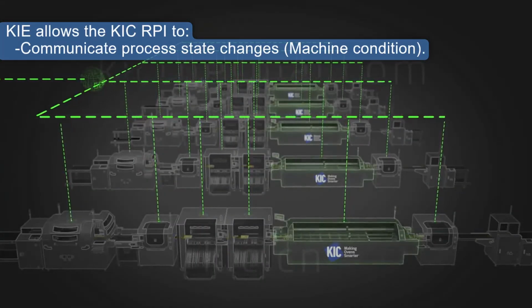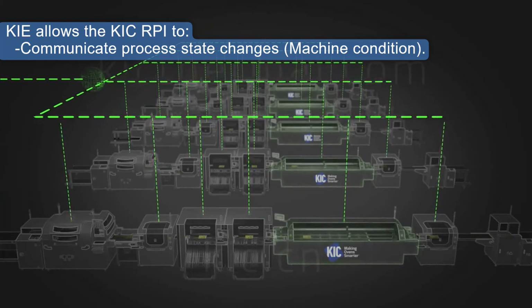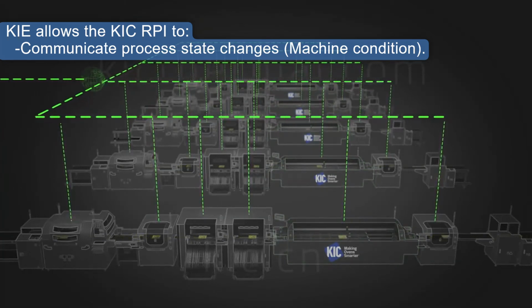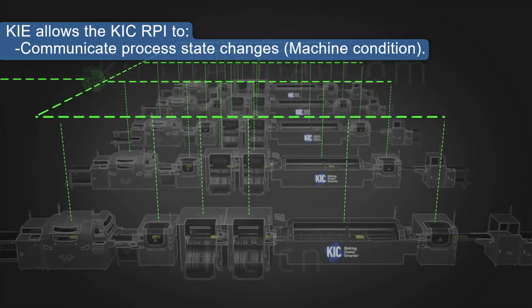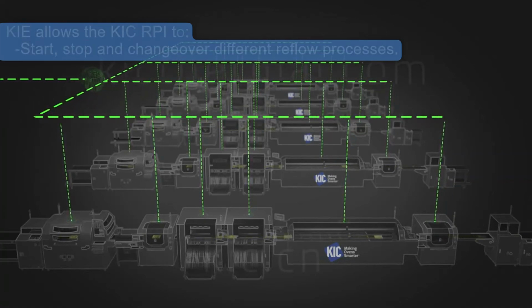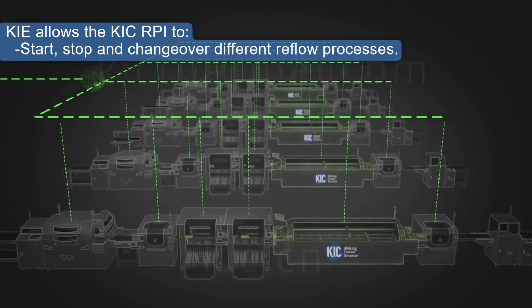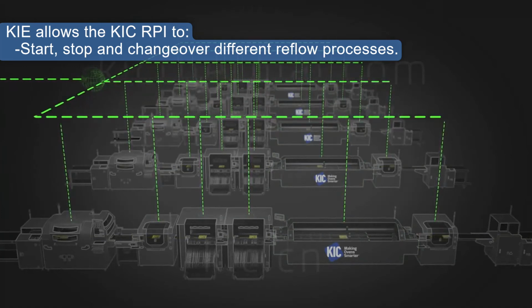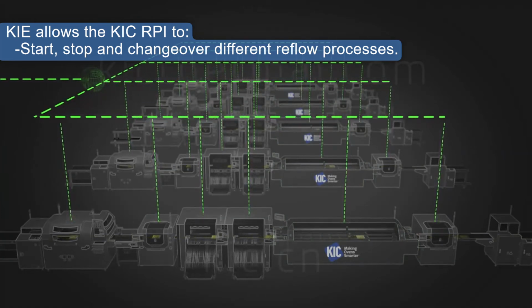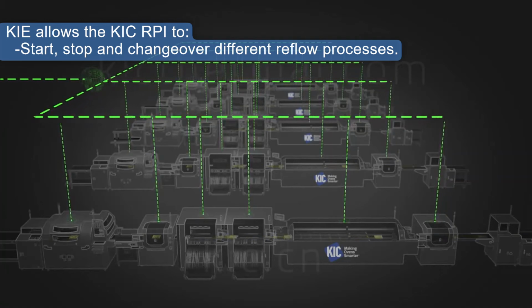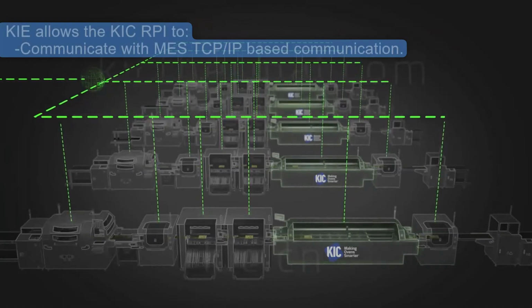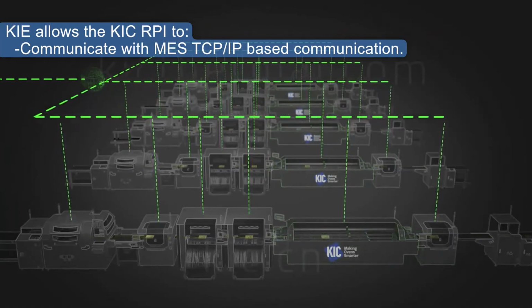Communicate with the MES process state change and machine condition in real time, to enable the control of multiple elements of the production process, inputs, and state. Start, stop, and change over to different reflow processes. Using detailed communication with the MES, the KIE can send the product identifier to the KIE RPI, allowing it to change over to the corresponding reflow process recipe. Communicate with the MES through TCP/IP.